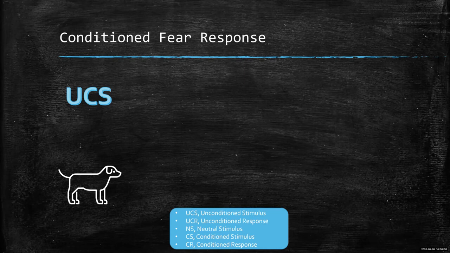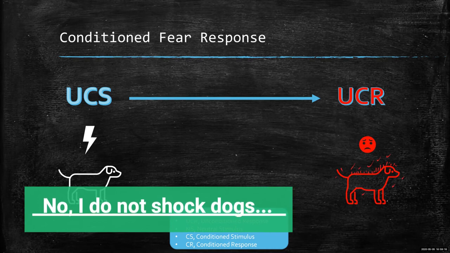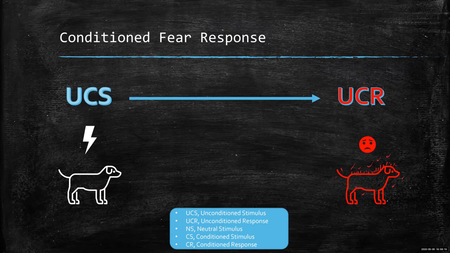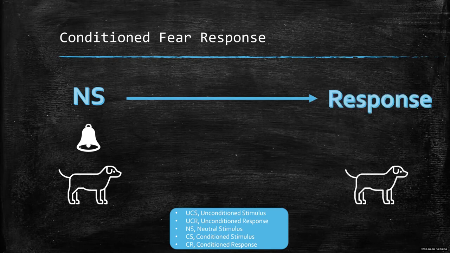There's an unconditioned stimulus, a shock, which is applied to the dog. The dog then responds in a way that shows us that he's scared or in distress. This would be considered the unconditioned response. In other words, you shock the dog, it gets scared. That makes sense. What about ringing a bell, a neutral stimulus? Well, when you ring the bell, the dog doesn't respond, doesn't do anything. It's not scared. It did nothing.